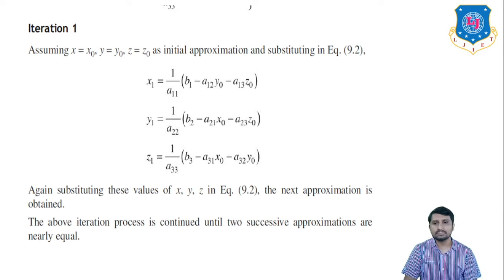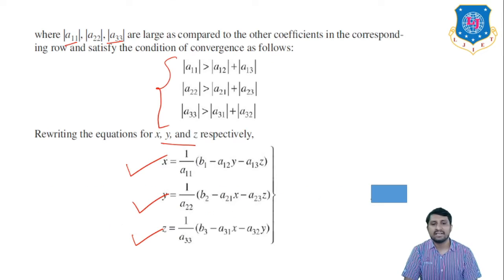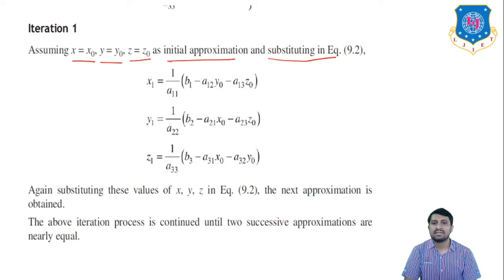Now assuming x equal to x0, y equal to y0, z equal to z0 as the initial approximation, substitute in these equations. Most probably we are taking 0 as the initial approximation. In our case, the first approximation is always 0 in the Gauss-Jacobi method. So first we assume x0, y0, z0 in the example to be 0.